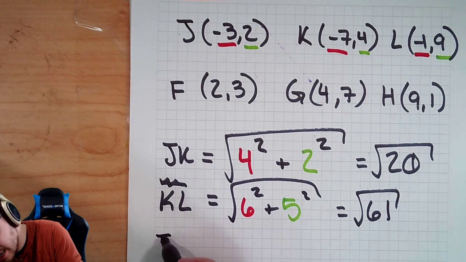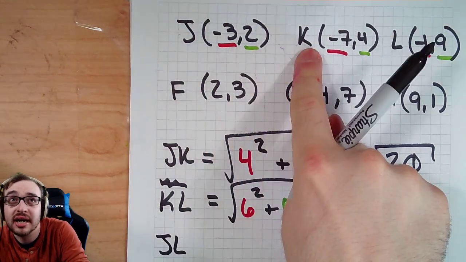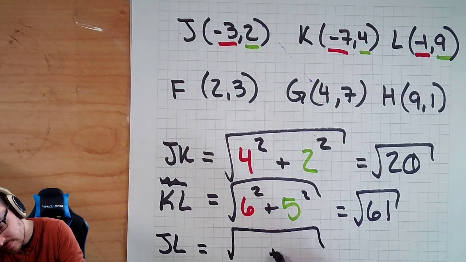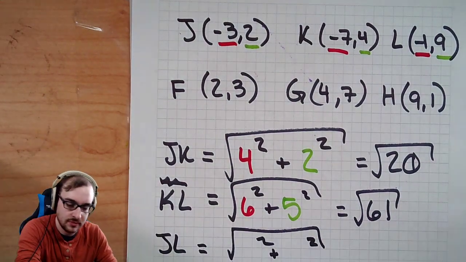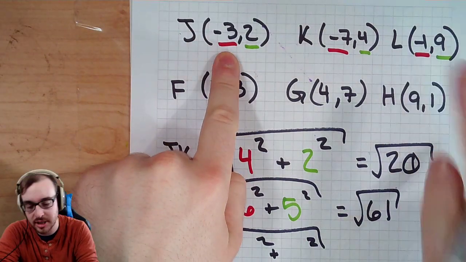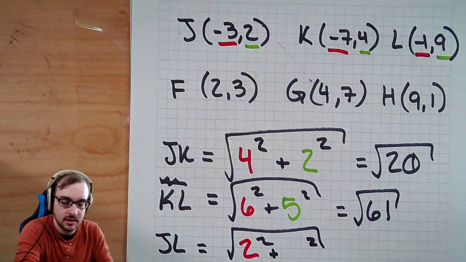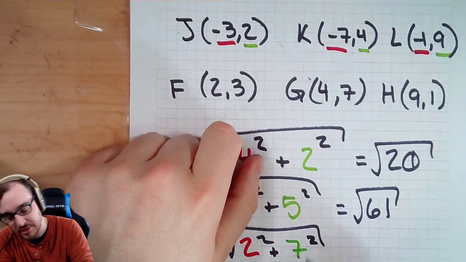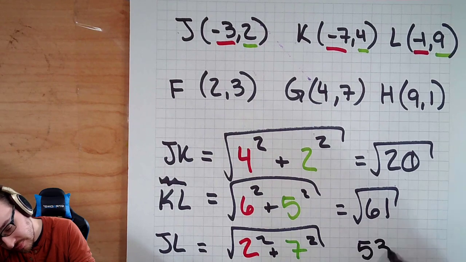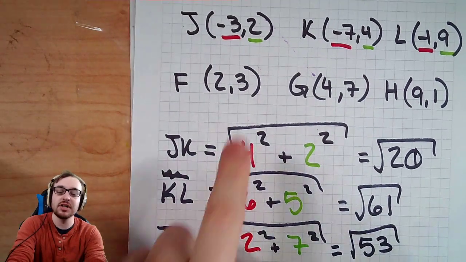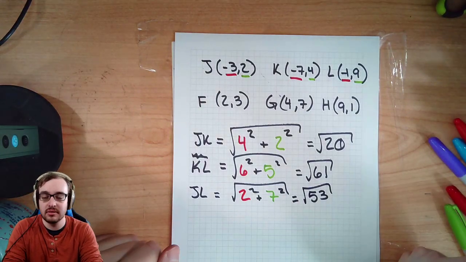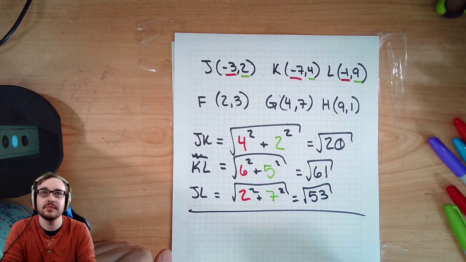And then JL is the last combination, right? I did JK, I did KL. Now we're doing JL. Much easier than plugging into the formula. Just thinking about what the formula means. -3 and -1 are separated by 2. 2 and 9 are separated by 7. 4 plus 49 is 53. Now the question is, when we do it here, will they match up with these? Right? So there's our first triangle.